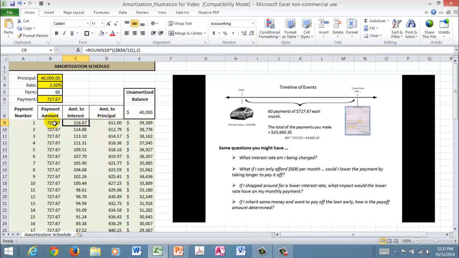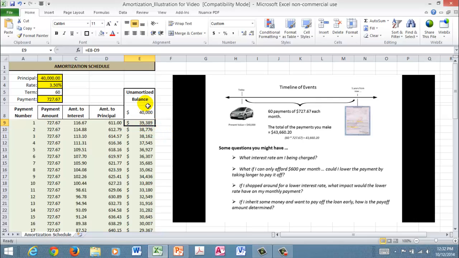So if I'm making this level payment of $727.67, then a chunk of that, $116.67, is going toward interest to pay the rent to that lender. Now, here's the good thing. Here's what's working in my favor. I am now amortizing. I'm whittling away at that prior unamortized balance, and that first payment, $611, is that I'm now owning a piece of the car, if you will, and so now the amount that I owe is $39,389.